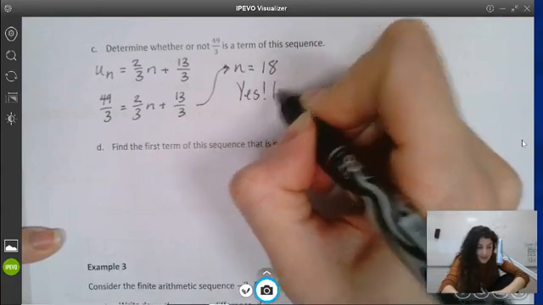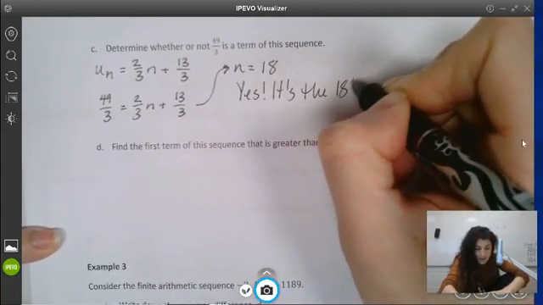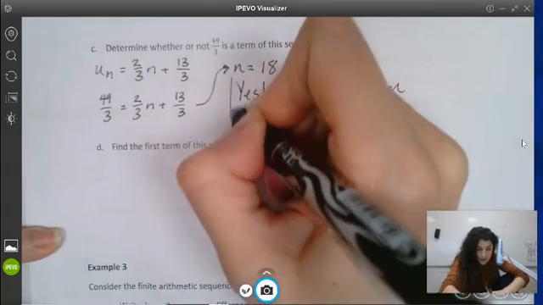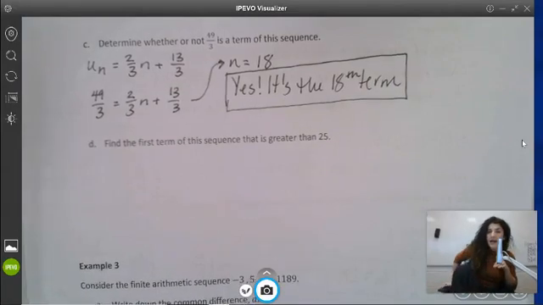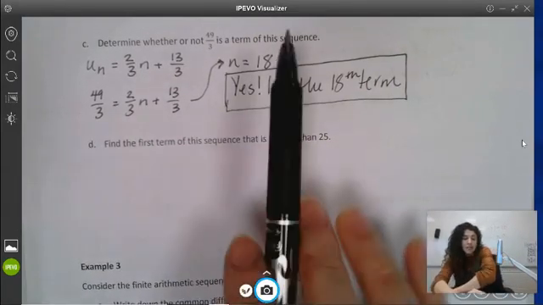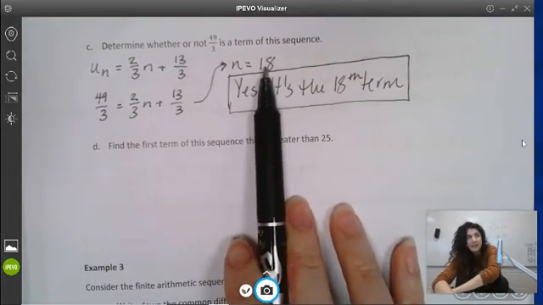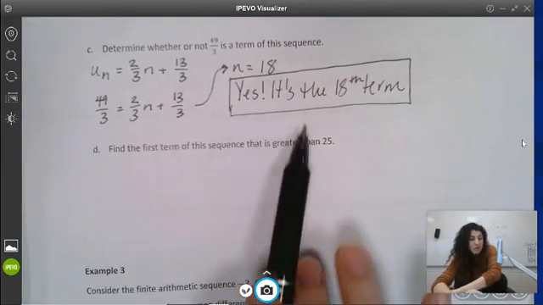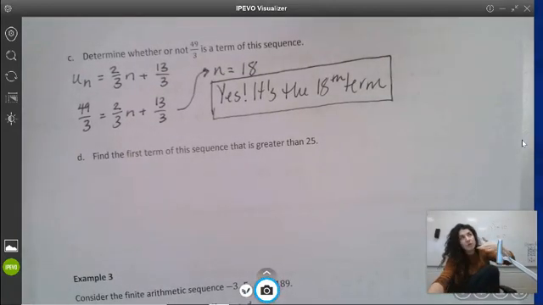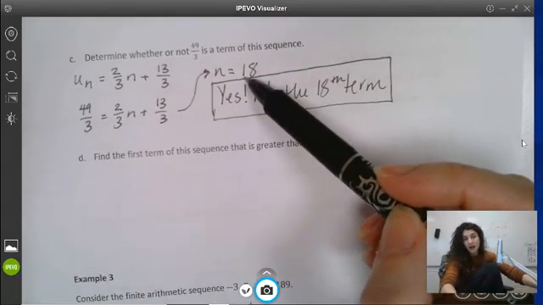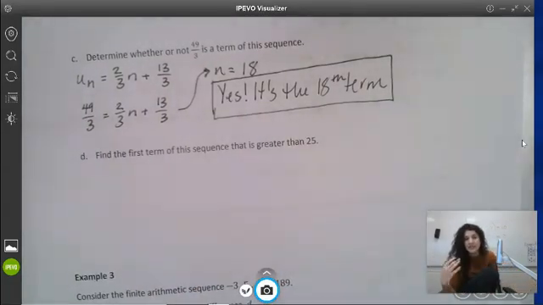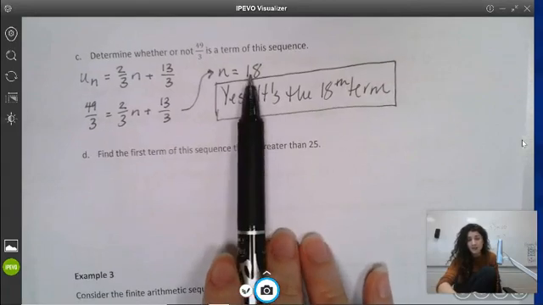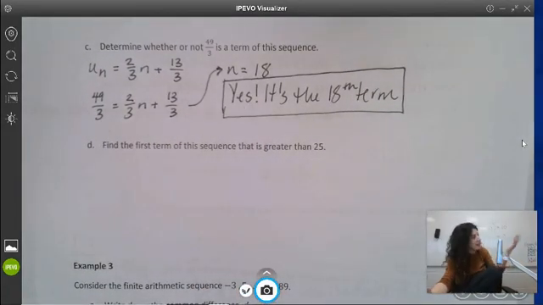So this is a term in the sequence. If we got something like 18.5, if we got something like 5.6, then we would have to say no, because that doesn't exist in regards to this idea of the number of the term. So because we got an integer as our answer, we know that this 49 thirds is a term that's in the sequence. I just didn't want to list out all of my terms and get to the 18th term and be like, oh, hey, there's 49 thirds.